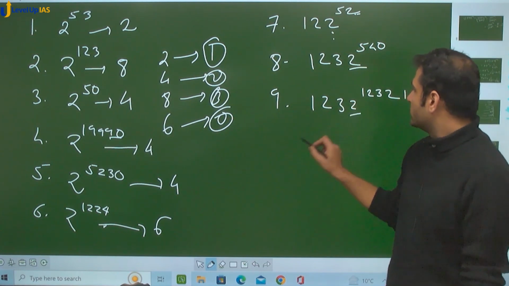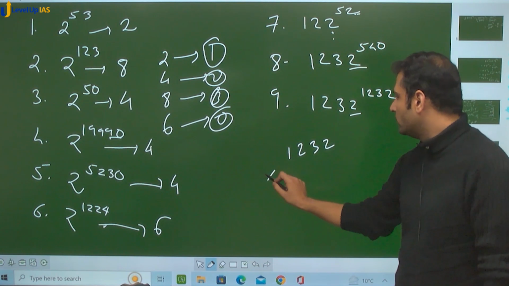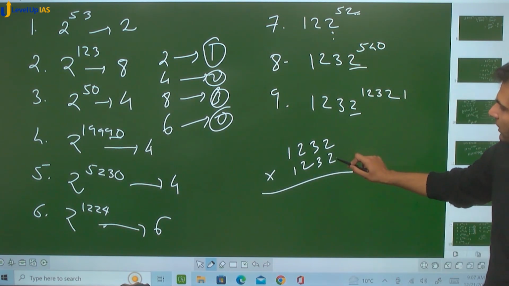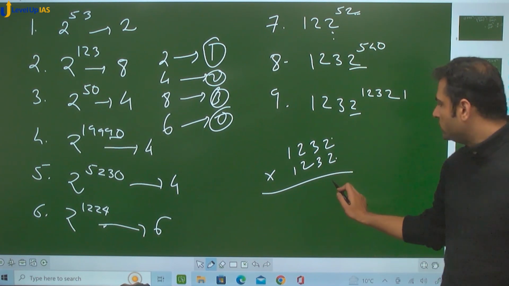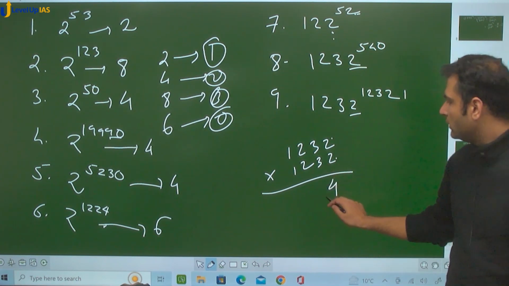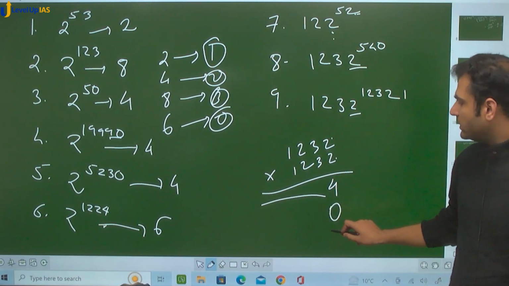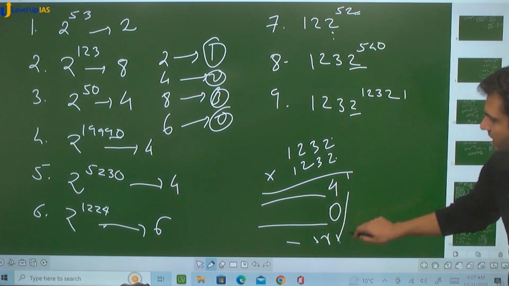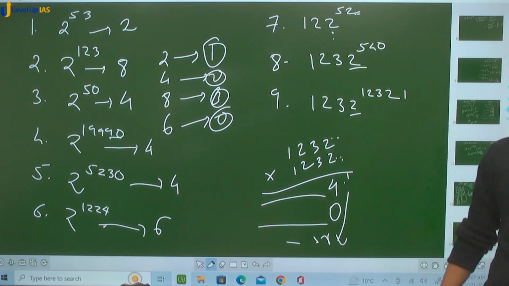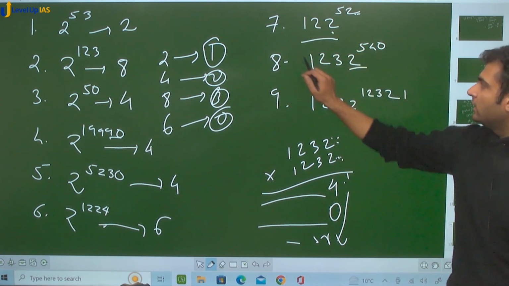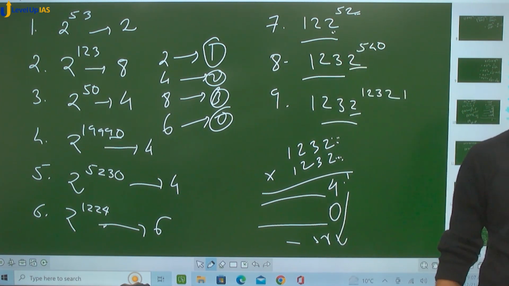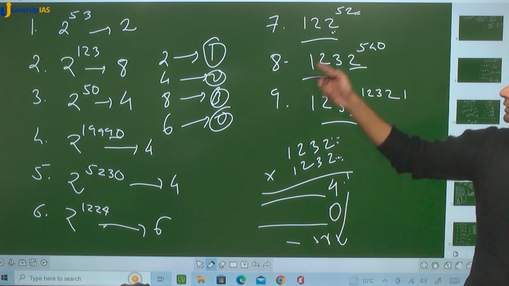For example, let's say 1232 into 1232. If we try to multiply directly, we multiply units place with units place, then whatever follows, and then we write 0, then whatever follows, and then 0, 0. When we add, only the units place multiplication was relevant, units place into units place. That is why it doesn't matter what number you take as a base. Only the units place is relevant for finding the units place of this particular power.